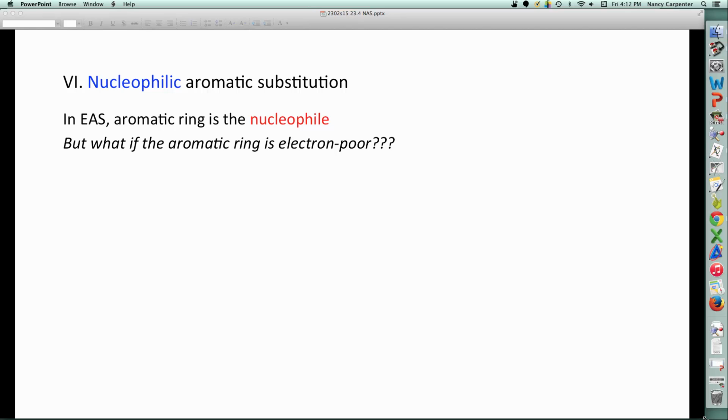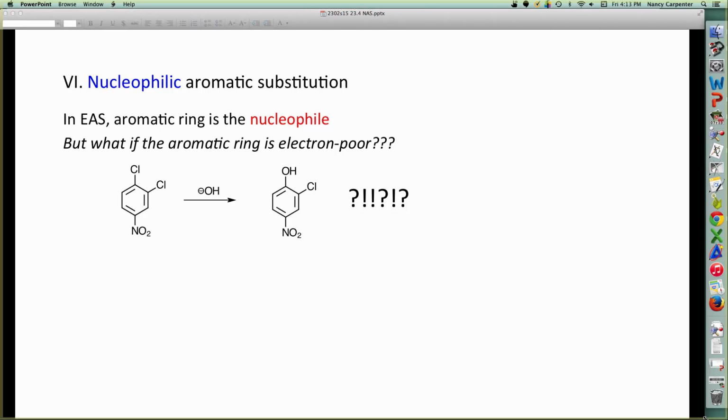Okay, so pretty much the meat of the rest of the chapter is this swapo-changeo opposite thing, nucleophilic aromatic substitution, as opposed to electrophilic aromatic substitution. So all of what we've seen so far in 22 and 23, the aromatic ring has been electron-rich, the nucleophile. Sometimes aromatic rings aren't electron-rich. Sometimes they're electron-poor. So, as you can see, we've got lots of substituents on this aromatic ring pulling electron density away from it.